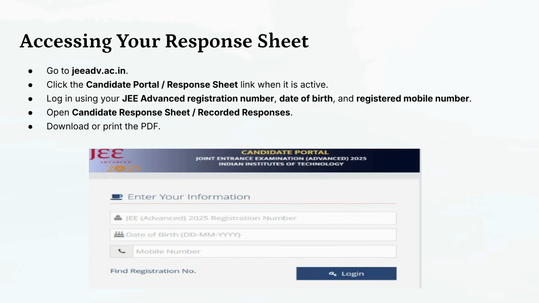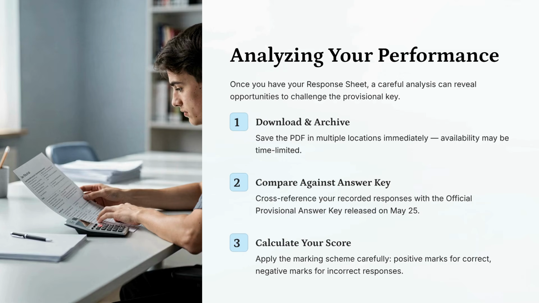Downloading your response sheet is simple, but make sure you follow these steps carefully. First, visit the official JEE Advanced website. Next, click on the candidate portal or the response sheet link once it becomes active. Log in using your JEE Advanced registration number, your date of birth, and your registered mobile number. Once logged in, open the section titled Candidate Response Sheet or Recorded Responses. Download the PDF immediately and save a copy for future reference.